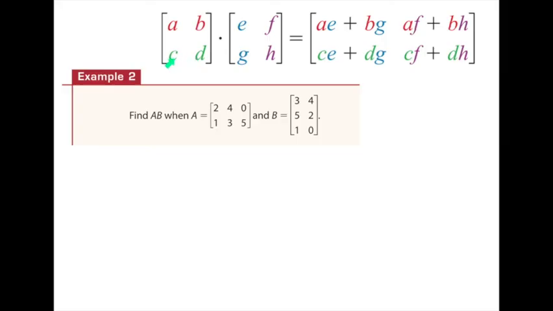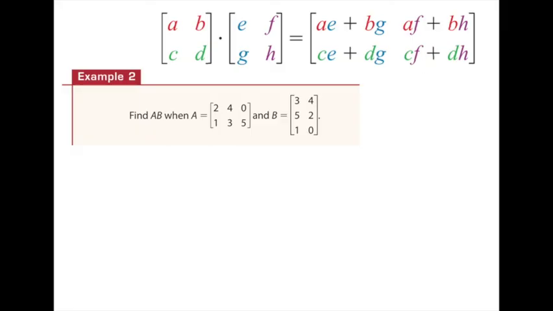So now I'm going to say C times E and D times G and add those. That will be my next element. Stay on this row and go to the next column. C times F, D times H, add those, and that will be my next element. Which is why your columns have to match your rows. Otherwise you'll run out of elements, or they won't match up.